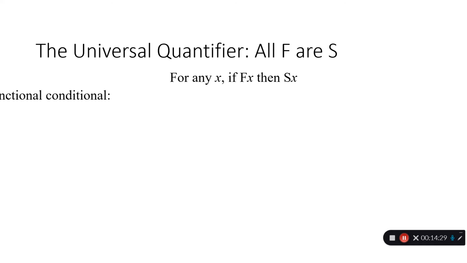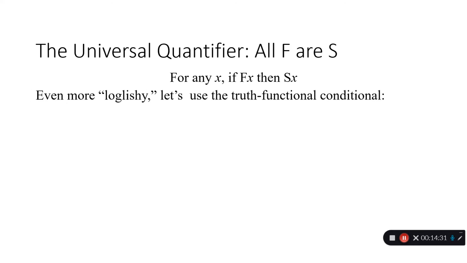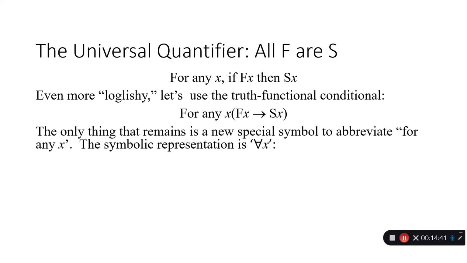Let's add the symbol for the conditional, right? We could make it more Loglish-like by writing for any X, if Fx, then Sx. We put in the arrow for the conditional. And now we need a symbol for the for any X, for the universal quantification. And the symbol we use is the upside down A followed by a variable, in this case X. We write upside down A X, Fx arrow Sx.